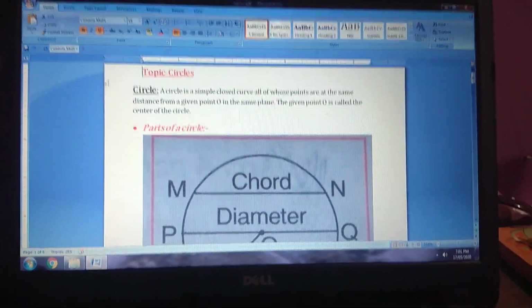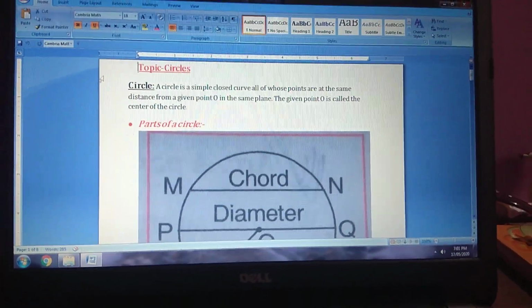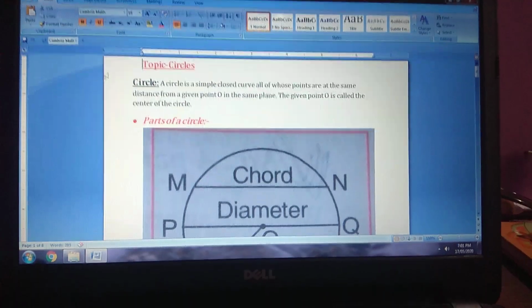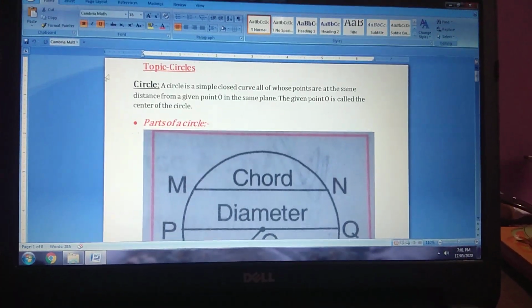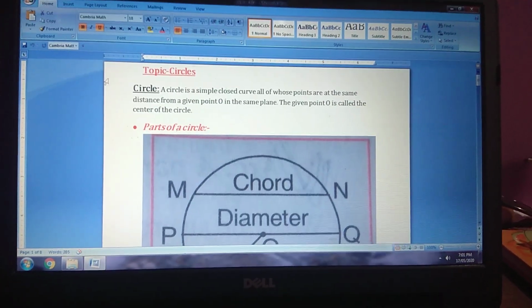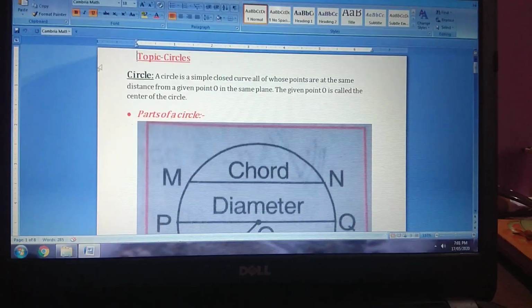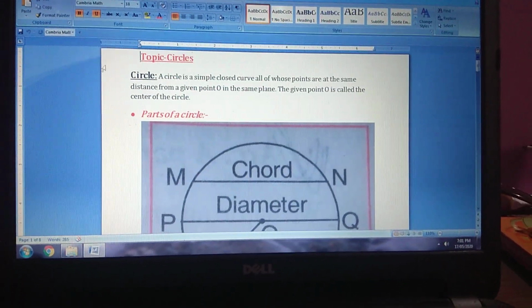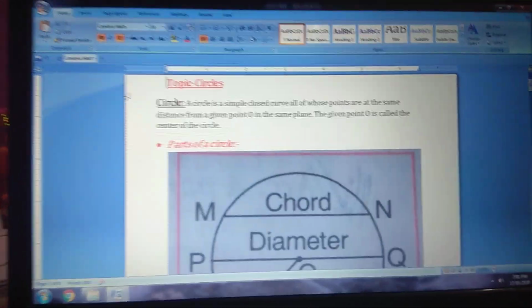So today we have reached the last topic of this chapter, that is circle, and here we will end up with our periodic test 1 syllabus. So let's have a look at the topic circle.